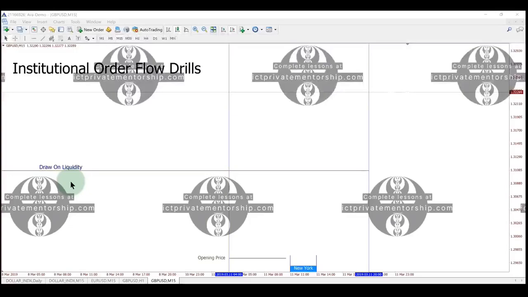And then what I do is I wait for price to create the scenarios that lead to a move from this price down here, which is the opening price. What is the opening price? The opening price at 4, on AvaTrade demo.